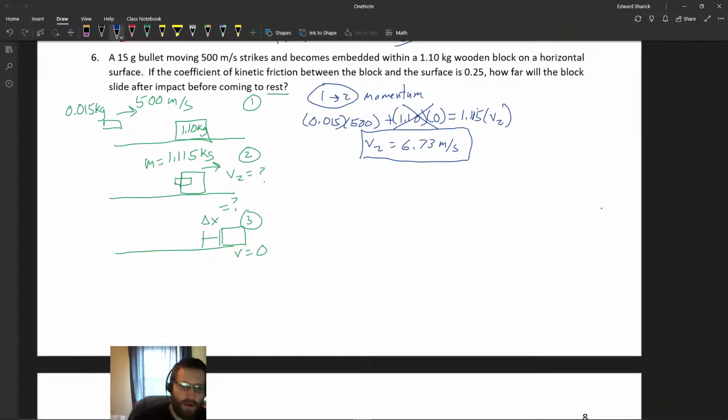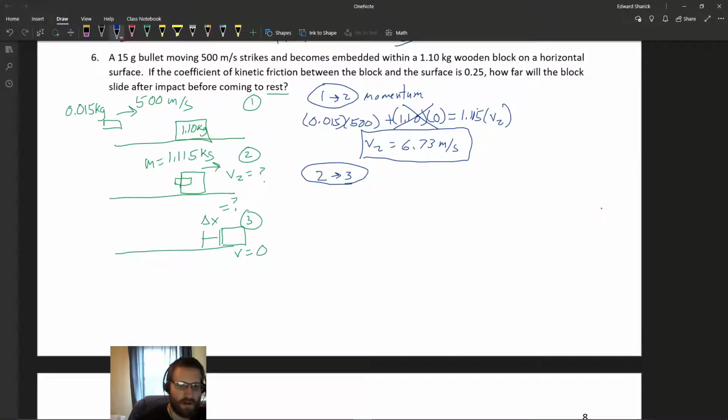All right, now we're going to look at 2 to 3. And again, we're going to ask the question, should I use momentum or energy principles here? Now, here we have friction. And this should be a giveaway that some work is being done. The work of friction is being done to slow this thing down. There's a loss of kinetic energy. And this is where I should be using energy principles.